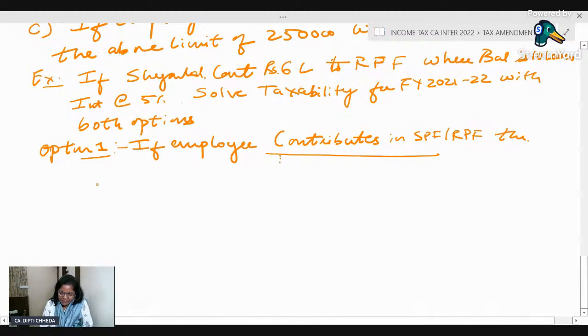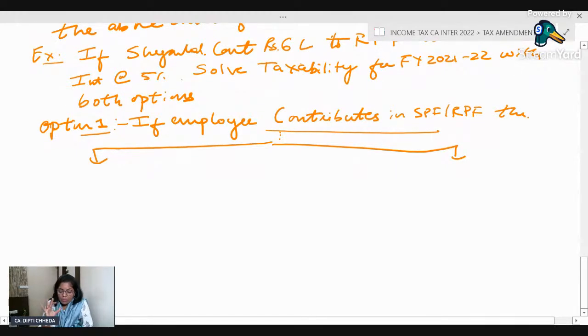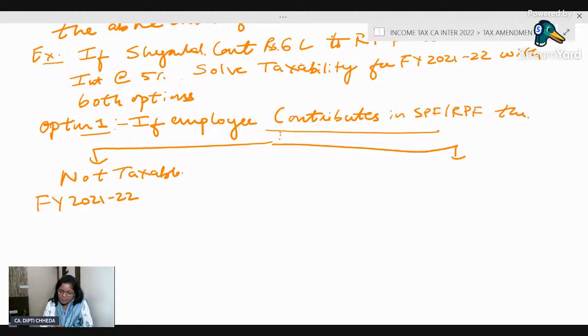इसको दो पार्ट में डिवाइड करते हैं. आई एम नॉट डूइंग द आंसर इन द वे जैसे जनरली हम एक के नीचे करते हैं. आपको प्रेजेंटेशन समझ में आए इसलिए आई एम डूइंग इट इन द फॉर्म ऑफ फ्लो चार्ट. फर्स्ट लेट अस डू व्हाट इज नॉट टैक्सेबल. व्हाट इज नॉट टैक्सेबल? Financial year 21-22.